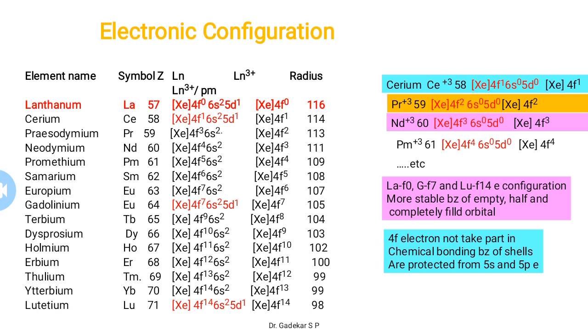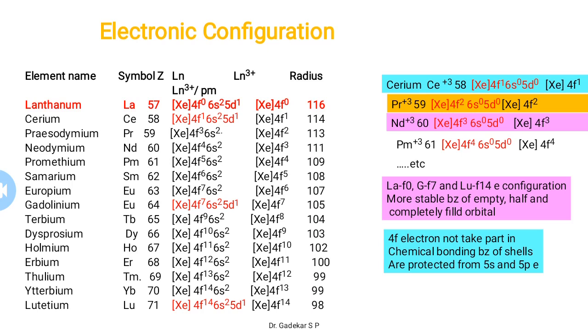Another example, praseodymium. Praseodymium plus 3, its atomic number is 59, and its electronic configuration after losing 3 electrons is 4f2 6s0 5d0, because it loses only the d and s electrons and 2 electrons remain in the f orbitals.